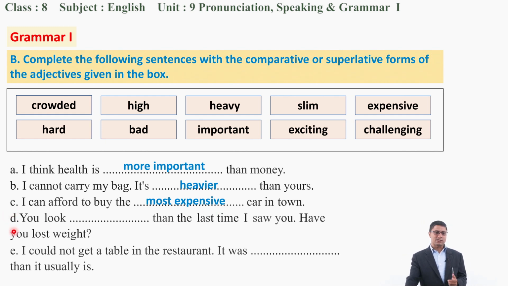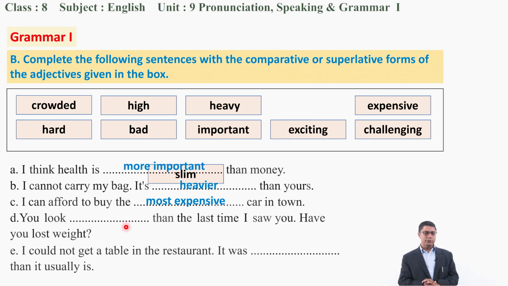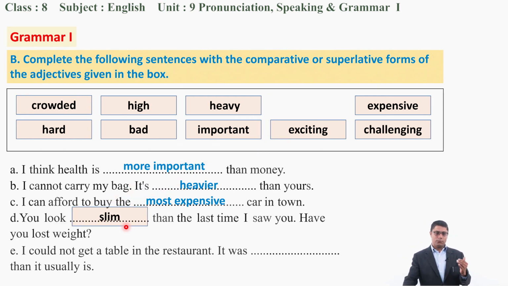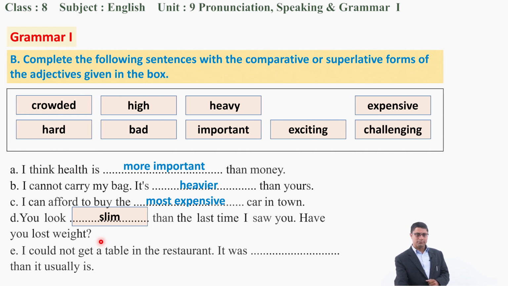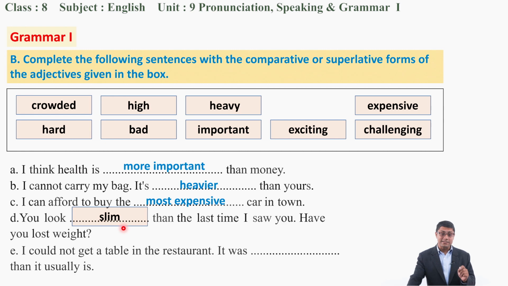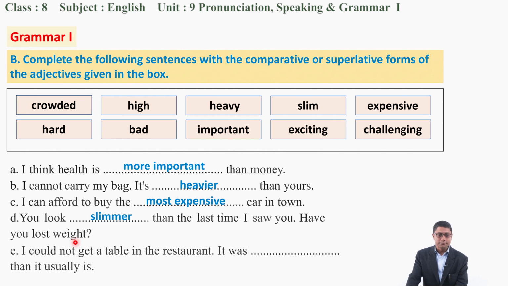Now, in the same way, let's move on to D. What will be there? Can you guess? Okay, you are right. We'll use slim there. You look slimmer than the last time I saw you. Have you lost weight? Is it correct? No, you are right. We need to use comparative degree of slim here because we are comparing the same person but in different times. Okay, last time and present time, because the person has lost the weight. That's why we need to use slimmer.